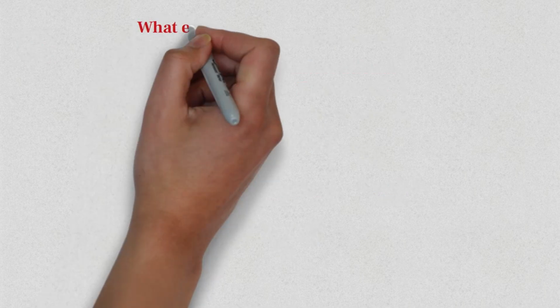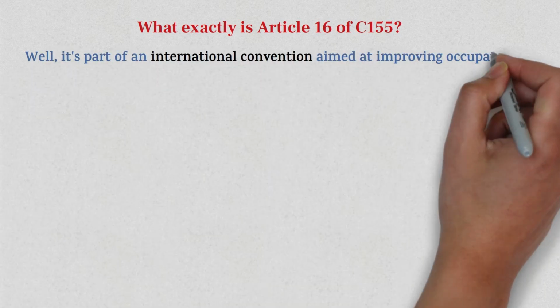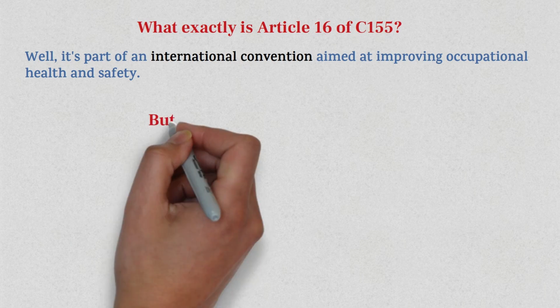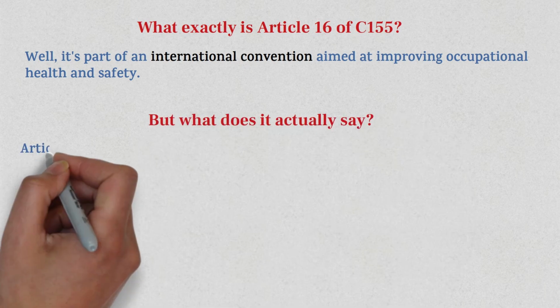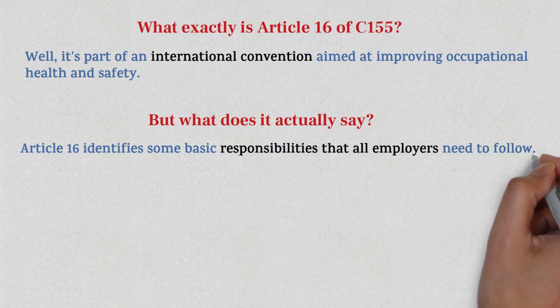Let's get into it. So, what exactly is Article 16 of C155? Well, it's part of an international convention aimed at improving occupational health and safety. But what does it actually say? Article 16 identifies some basic responsibilities that all employers need to follow.